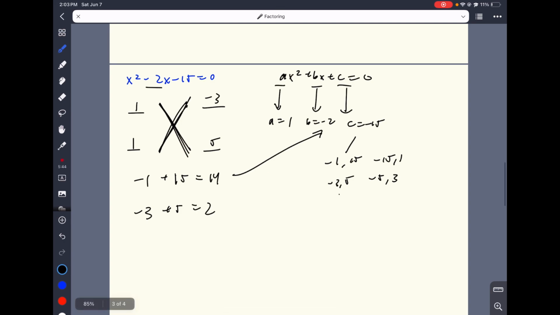So instead of this pairing, let's try this pairing. So negative 5 and 3. So then we get 1 times negative 5 is negative 5, plus 1 times 3 is negative 2. And so we reached our goal.